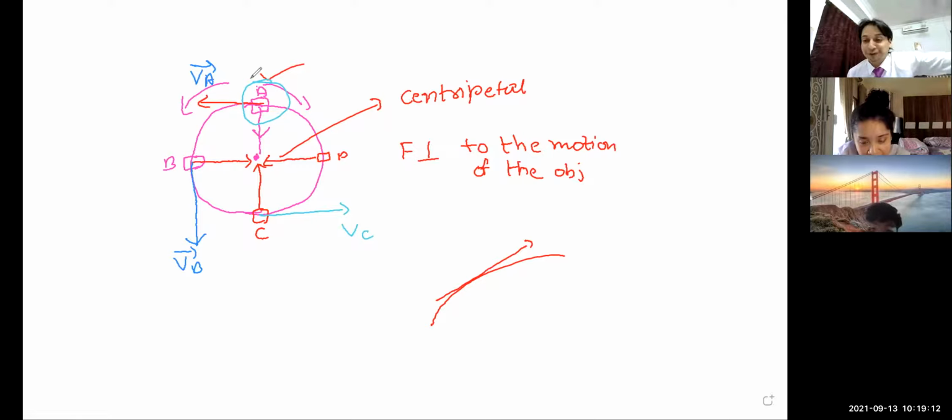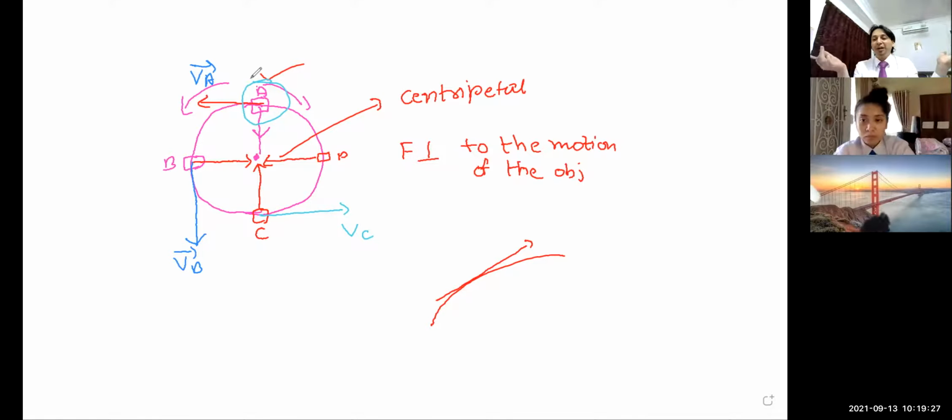But there is a force acting on this object, called the centripetal force, that makes the object move in a circular path. This is according to Newton's first law, children. Recall Newton's first law, what Newton explained in his first law. In the absence of force, an object constantly moves in a straight path.